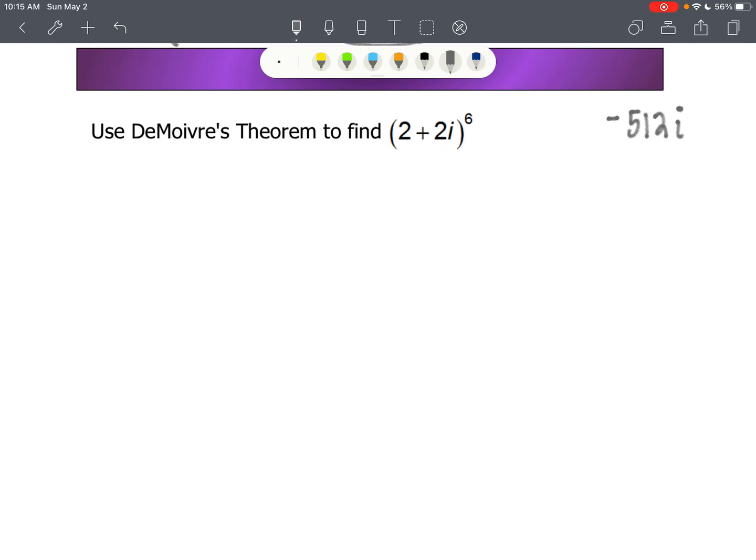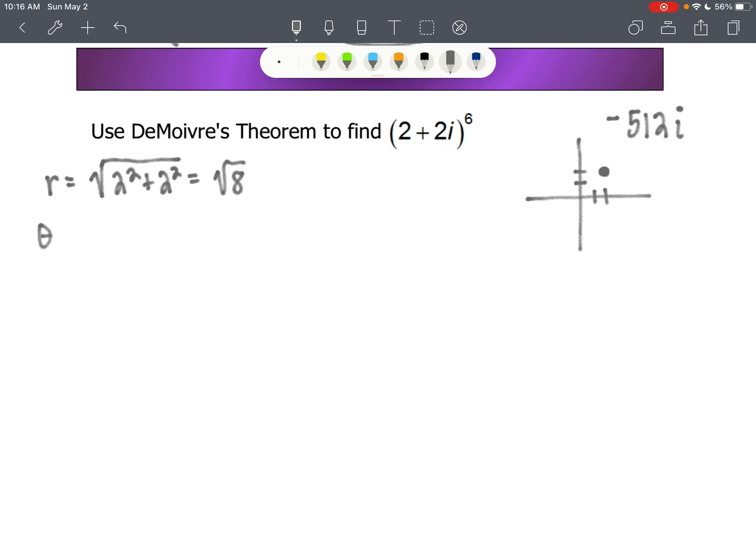So first I'm going to find r. r is equal to the square root of 2 squared plus 2 squared. 4 plus 4 is 8, so r is equal to the square root of 8. I'm going to plot the point. So right 2, up 2. So that's exactly where 2 plus 2i is located, which is equally distant from the y and the x-axis, so I already have an idea of what the angle is going to be.